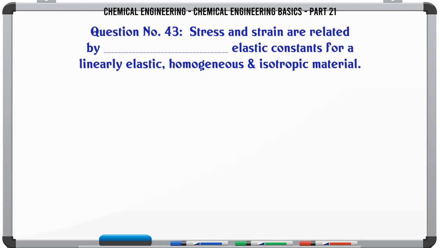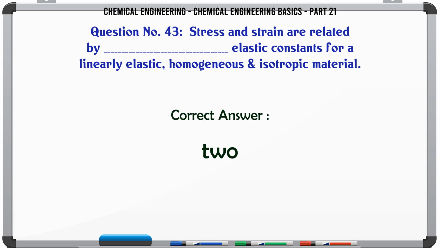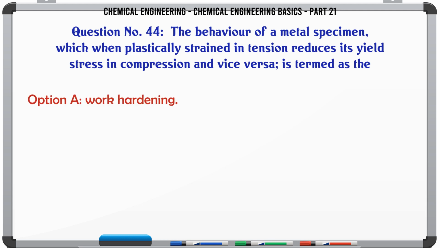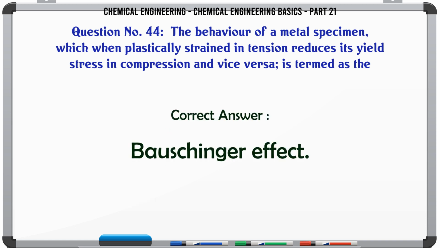Stress and strain are related by elastic constants for a linearly elastic homogeneous isotropic material: A. 1, B. 2, C. 3, D. 4. The correct answer is 2. The behavior of a metal specimen which, when plastically strained in tension, reduces its yield stress in compression and vice versa is termed as the: A. Work hardening, B. Bauschinger effect, C. Creeping effect, D. Stress recovery effect. The correct answer is Bauschinger effect.